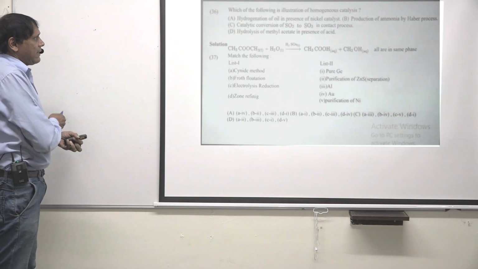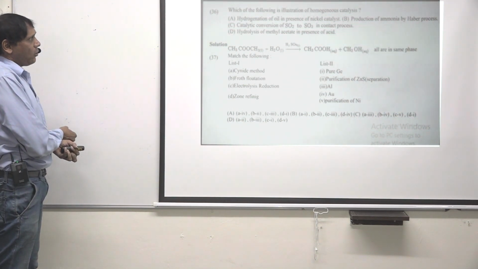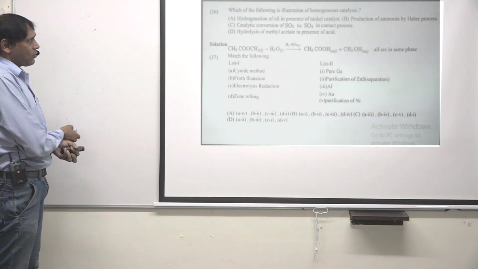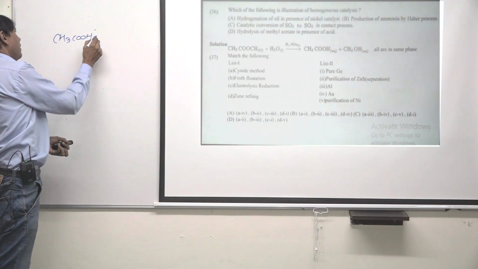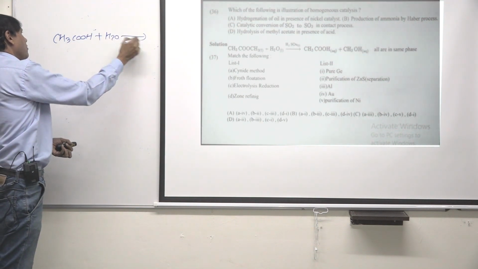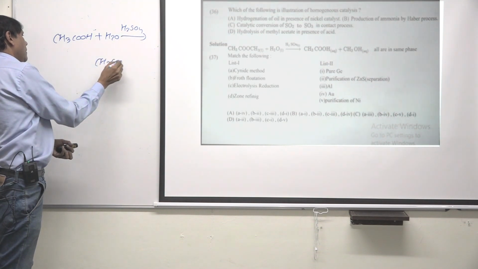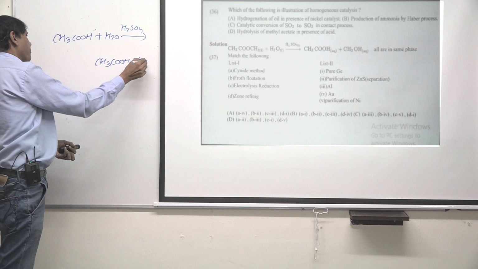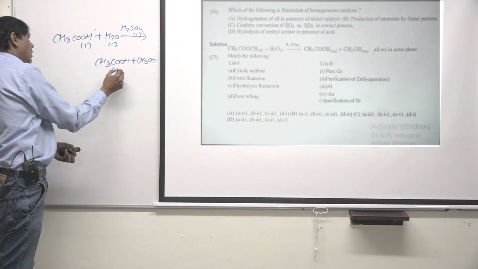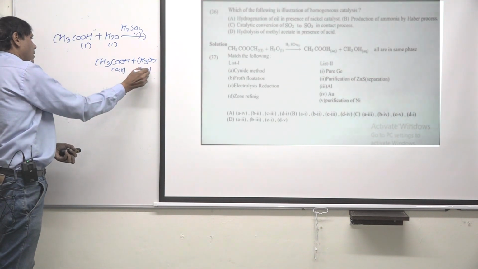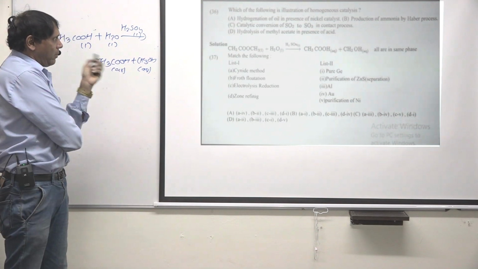So here we can see methyl acetate. Hydrolysis of methyl acetate in presence of acid, CH3COOH, or hydrolysis in presence of H2SO4 gives acid and alcohol. So these are also in the same phase. So it is homogeneous catalysis.